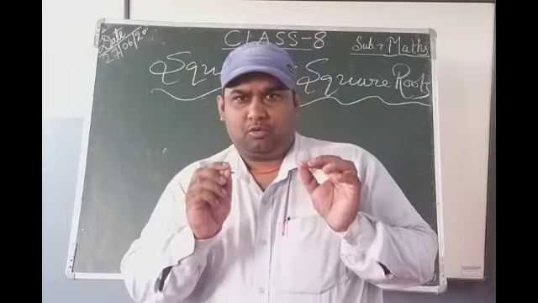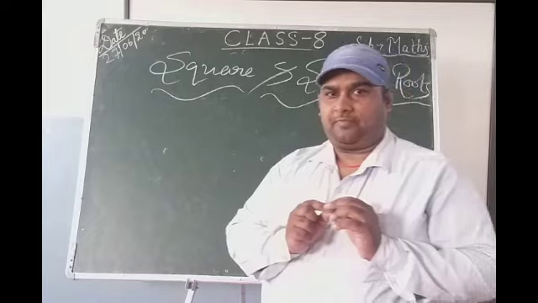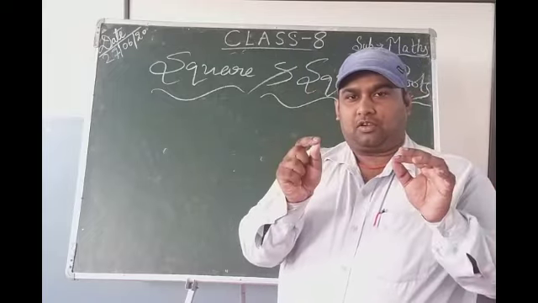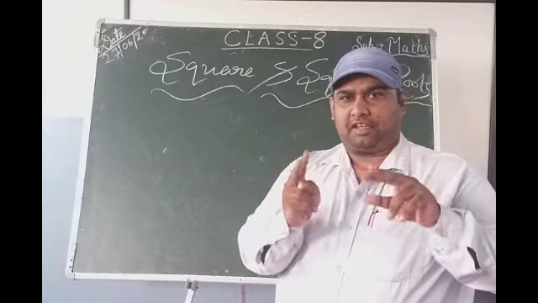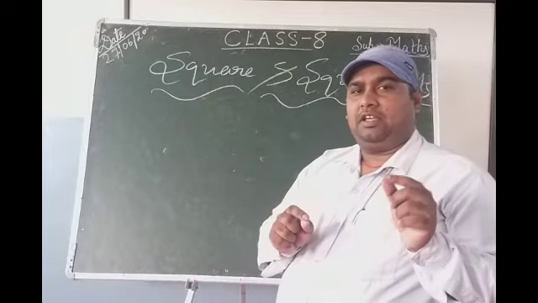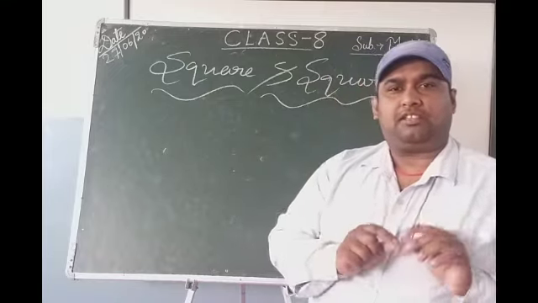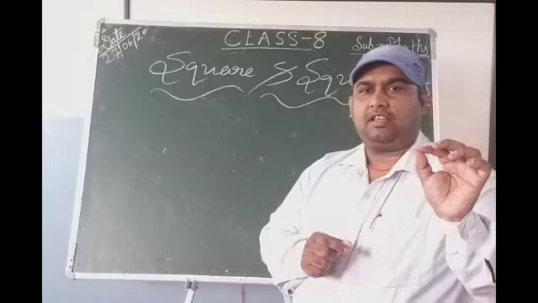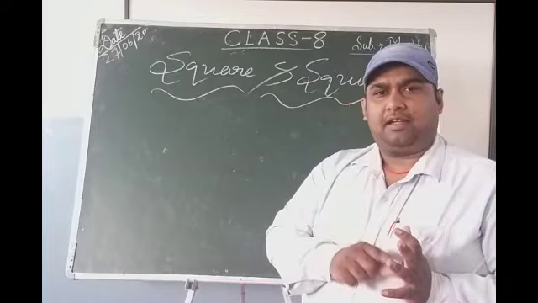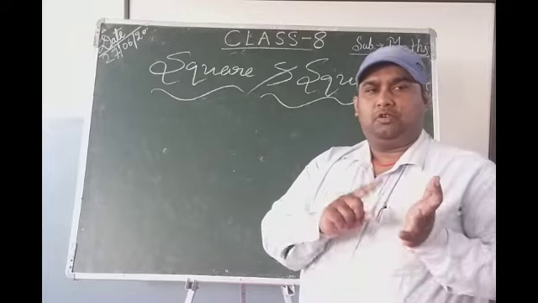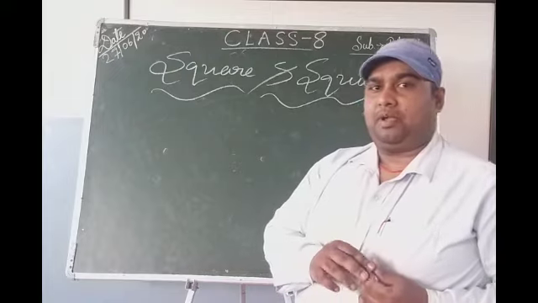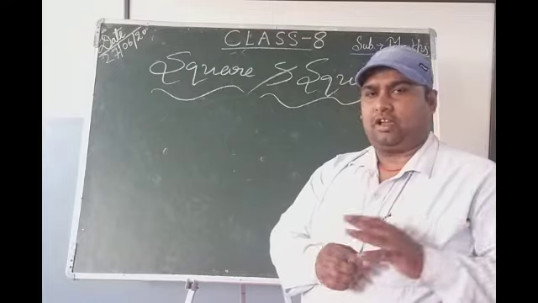First of all, we have to understand what a square is. When a number is multiplied with itself, the product of the number and itself is known as the square of the number. The result is known as a square number, or a perfect square number. Suppose we multiply 2 into 2. We get 4, and 4 is a perfect square number.